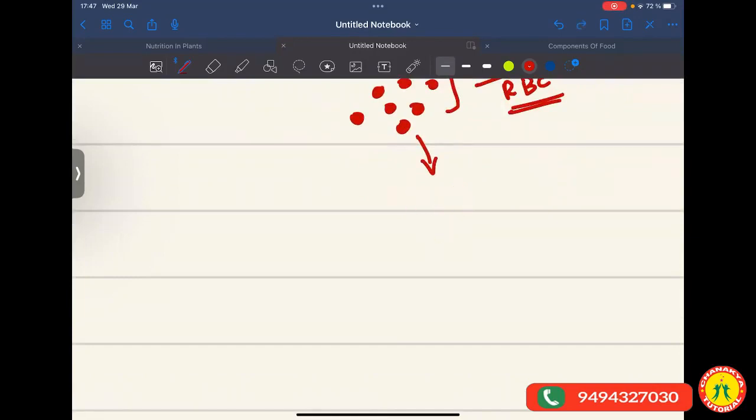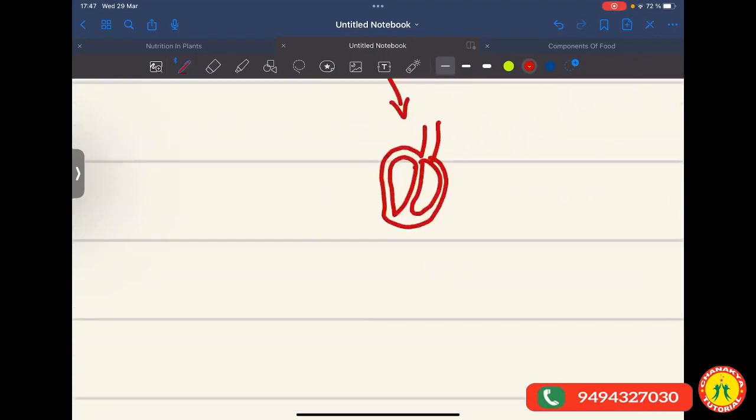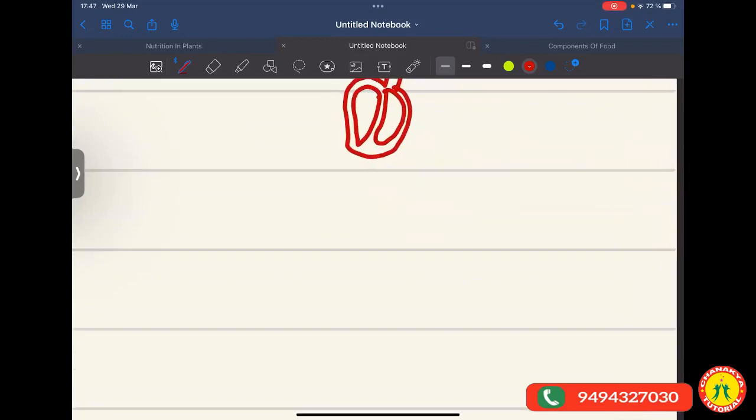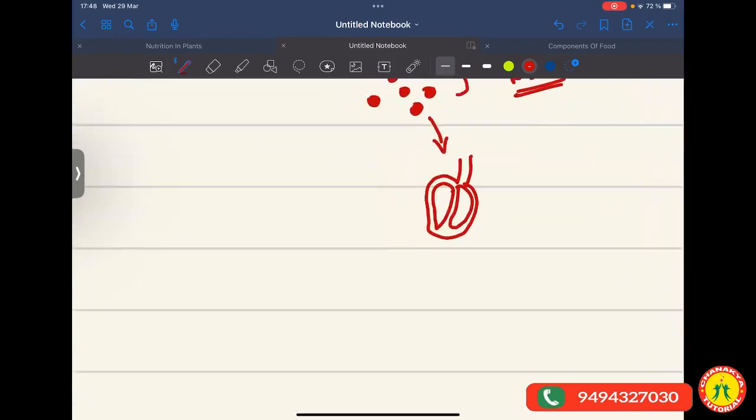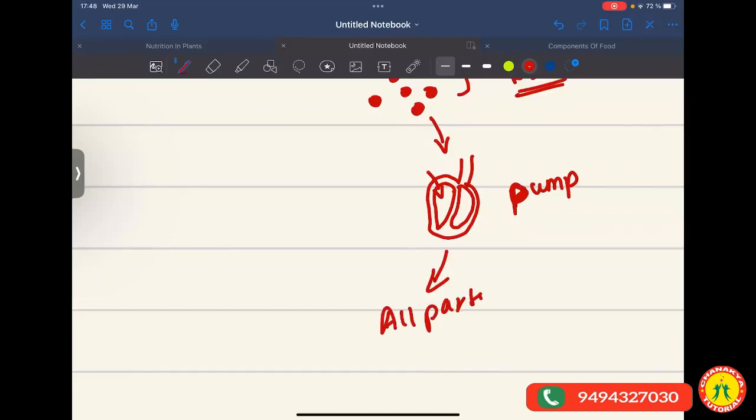Okay. So this heart doesn't actually look like a human heart, but it looks something like this. We have two separate chambers for the heart. This is how the actual human heart looks. So what will happen? Once it gains oxygen, it will pump the blood. Pumping of blood is done by the heart. You know that, right? It pumps the blood, and it reaches all parts of our body.